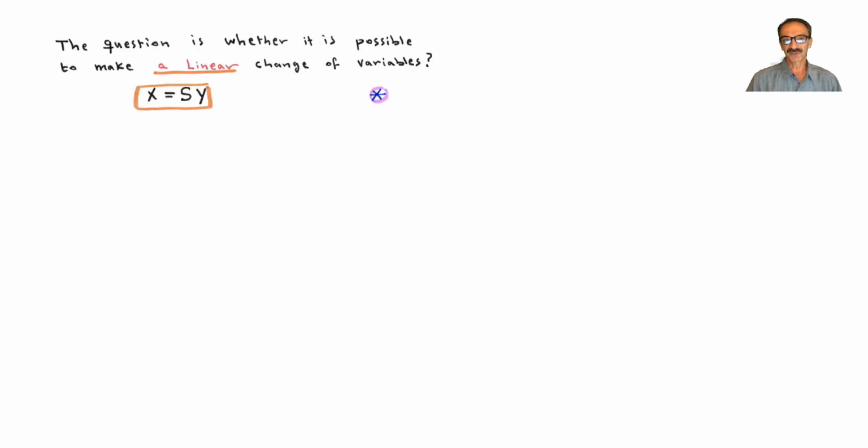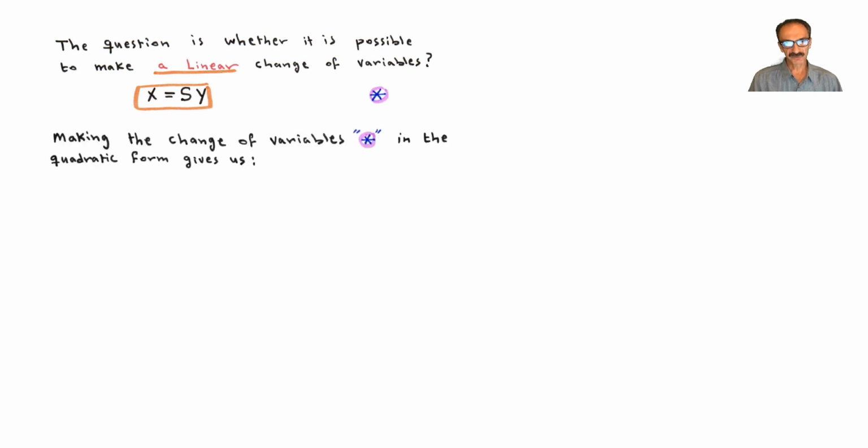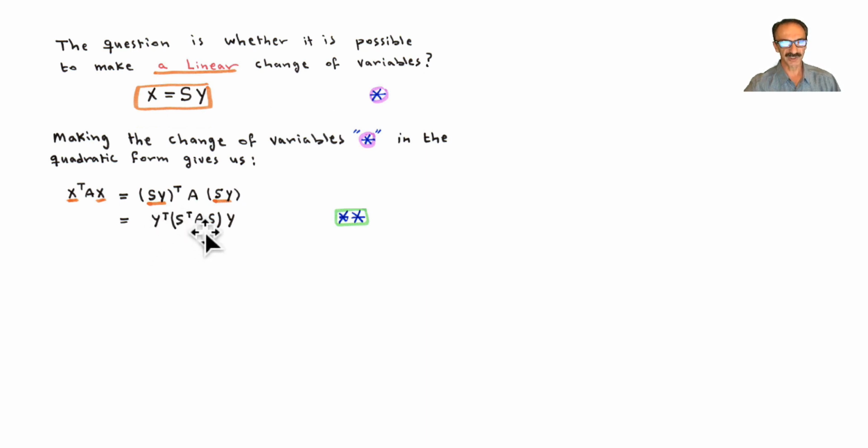The question is whether it is possible to make a linear change of variables x equals Sy, as we did earlier. Making the change of variables x equals Sy in the quadratic form gives us the following. This is the left hand side, x transpose Ax. We're going to replace x with Sy both ways. So now we're going to take the transpose of Sy. Remember, the transpose of AB becomes B transpose A transpose. It's kind of like a switch here. Just pay attention, those are properties we took a while ago. So, as mentioned, it's y transpose S transpose AS y.